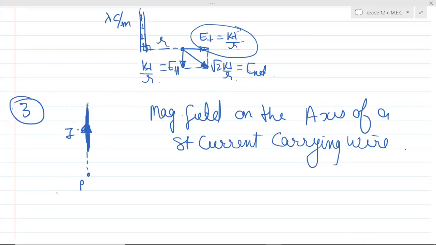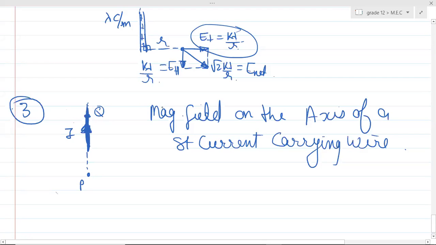Is there a difference between point P and point Q? Can you see that point P is lying on the axis, whereas point Q is also on the axis, but lying on the wire as well? Are you getting my point, guys?